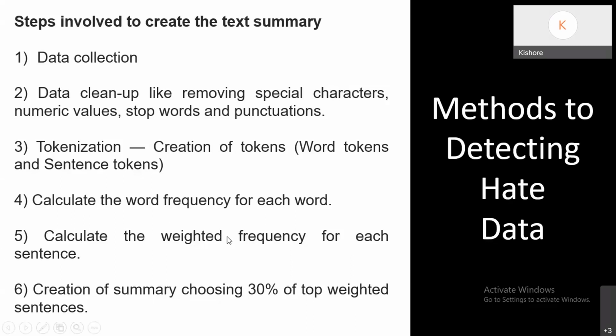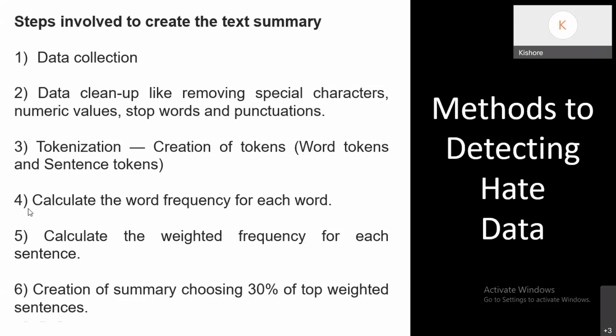Next, calculate the weighted frequency of each sentence. If there is a paragraph, we will divide that paragraph into different sentences. That technique is also called tokenization. There are two types of tokenization: word tokenization and sentence tokenization. With the help of sentence tokenization, we will be calculating a weightage, meaning a score. I will let you know what that score is, but we will be generating a score for each and every sentence.